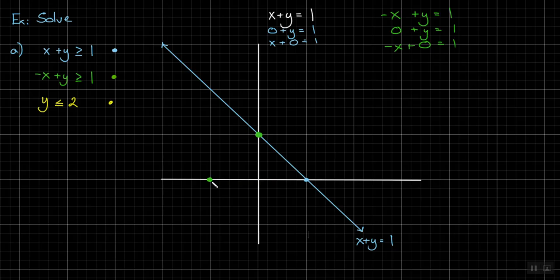Do I now have 2 points on that line? I plugged in a 0 for x, and then I plugged in a 0 for y. That's all I'm doing. Every single time that I'm given an equation in standard form, that's how I'm going to roll. Every time.